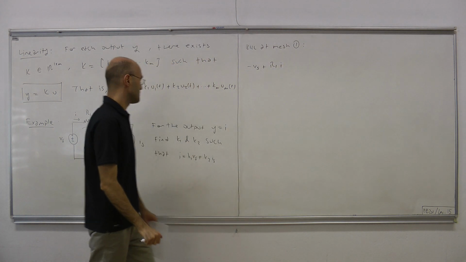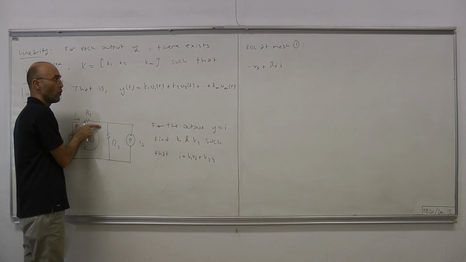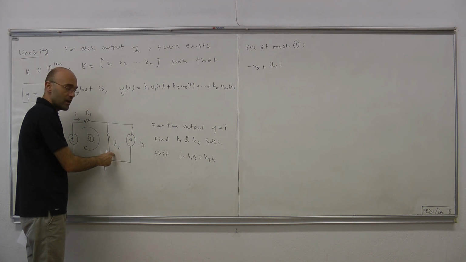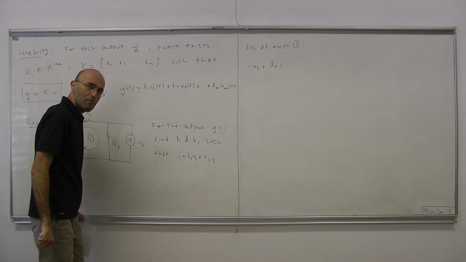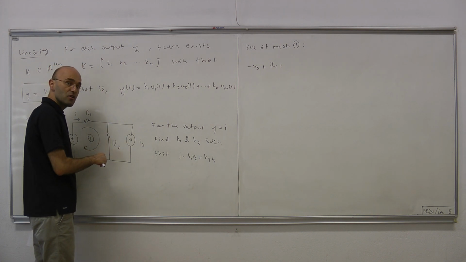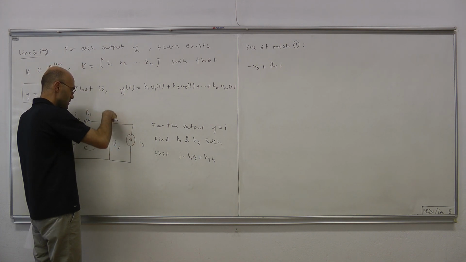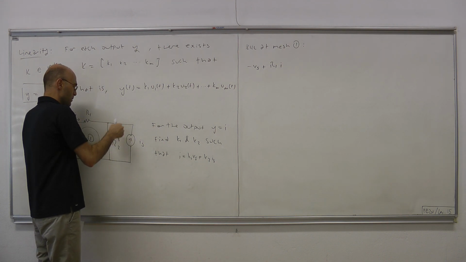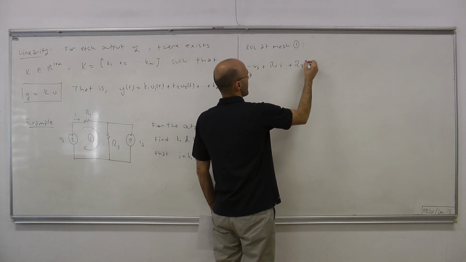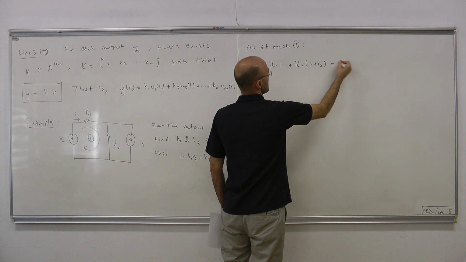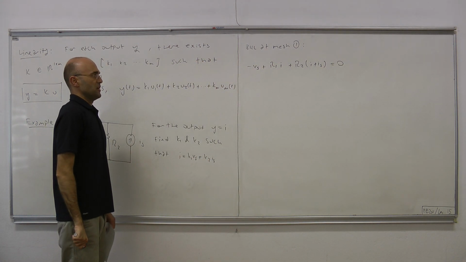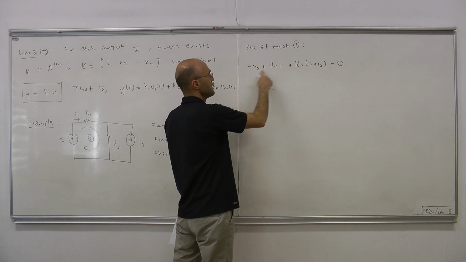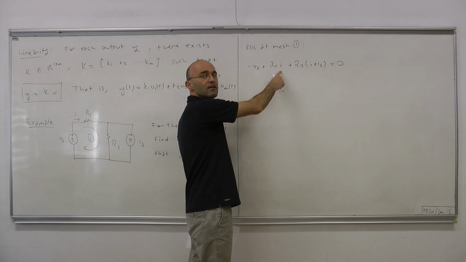R1 times I, by Ohm's law, this voltage is R1 times I, and finally we have this voltage, and that voltage is R2 times the current passing through it. And what's the current passing through it? Here we have I, here we have Is, therefore by KCL, we apply at this node, this current must be I plus Is, and the sum must equal 0.